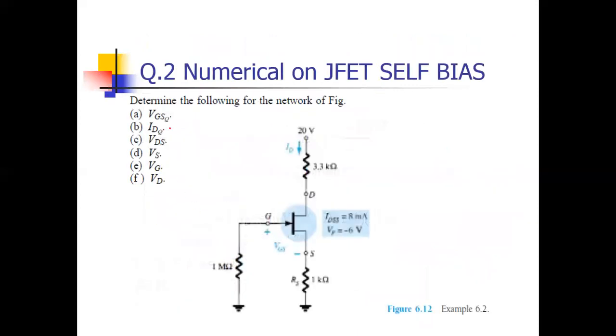Now next is numerical 2, that is JFET self-bias. Now you can understand, just pause the video for a second. What is the difference between fixed bias and self-bias?